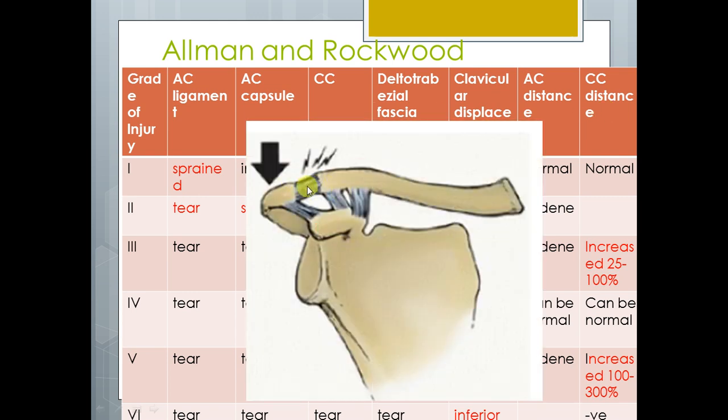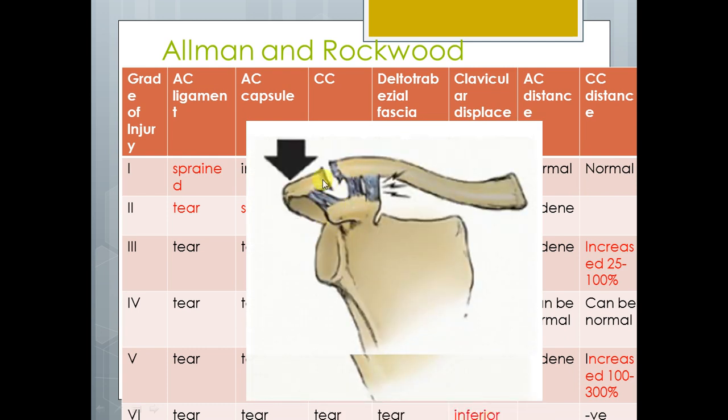Type 1 is only a sprain of the AC ligament, but all other components, static and dynamic, are normal. So this patient is completely radiologically free. You have only some tenderness or some swelling on the AC joint.